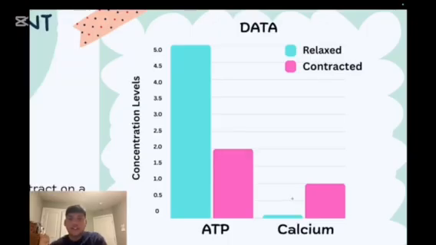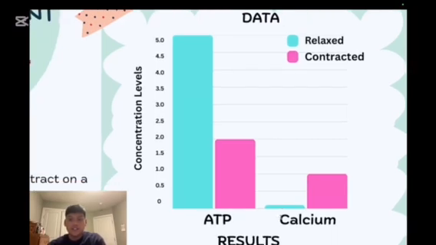Hey guys, Franz here, and right now we're going to look at a bar graph explaining the ATP and calcium levels before and after a muscle contraction. So as we can see here, the blue graph represents the muscle when it's relaxed, and the pink graph represents the muscle when it's contracted. The ATP level before a muscle contraction is high, but during a muscle contraction, it decreases. However, the calcium level, when a muscle is relaxed, is low, but when it's contracted, it increases.